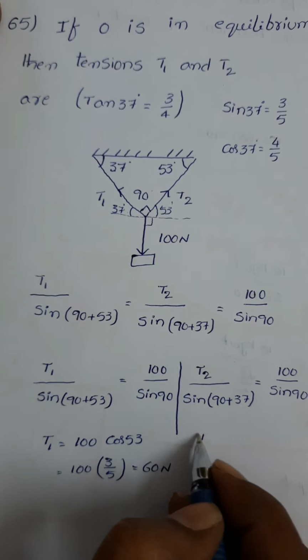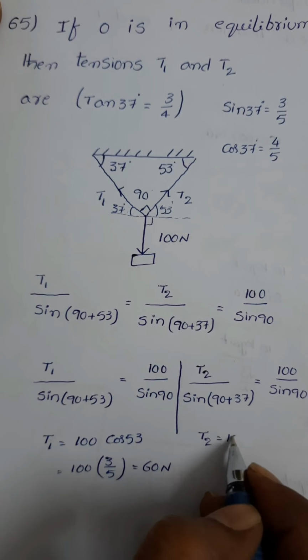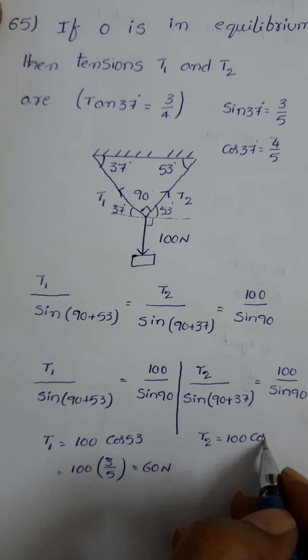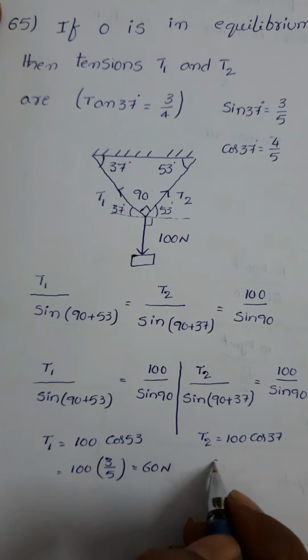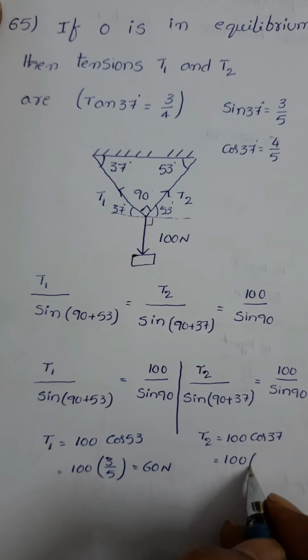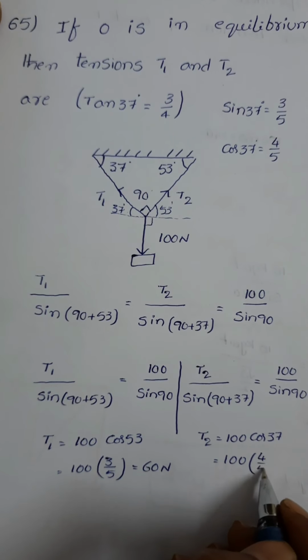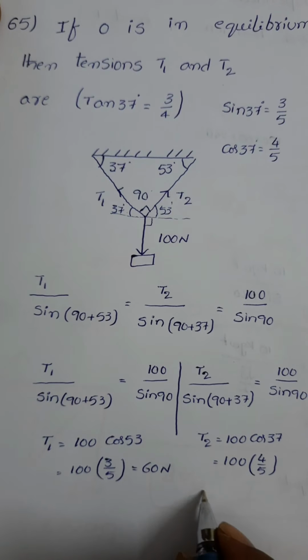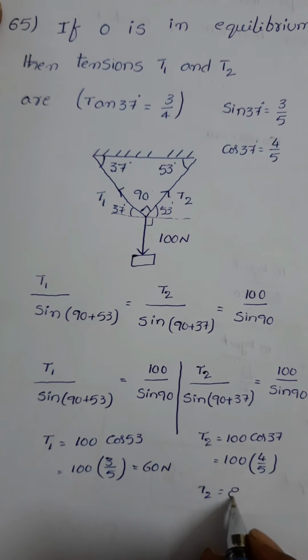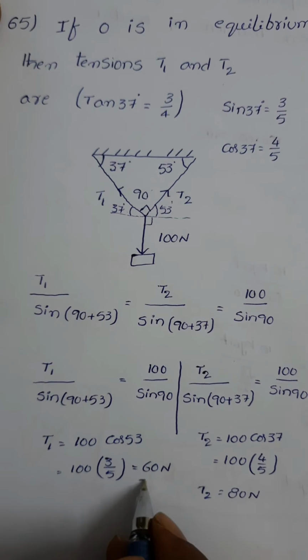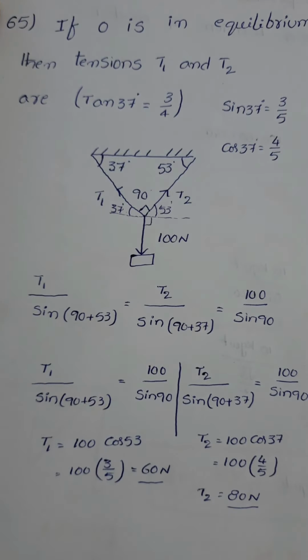In the same manner here, T2 is equal to 100 into cos 37. In this, 100 into cos 37 degrees, value 4 by 5 we know. So that is equal to, we can write T2 is equal to 80 Newton. So T1 is 60 Newton, T2 value is 80 Newton.